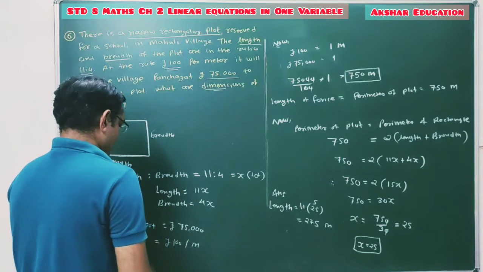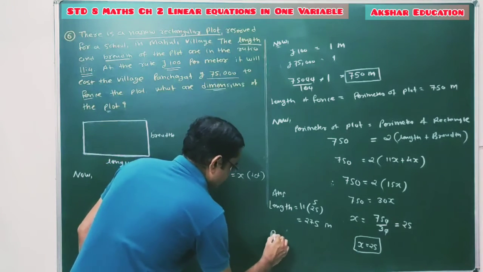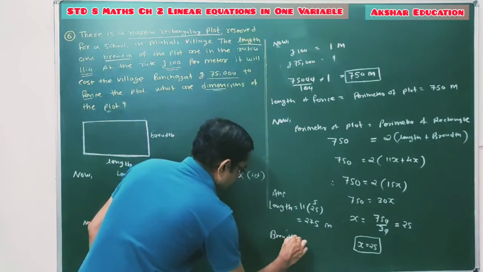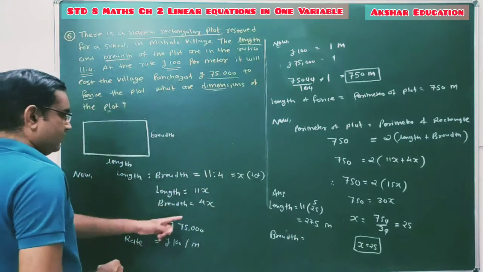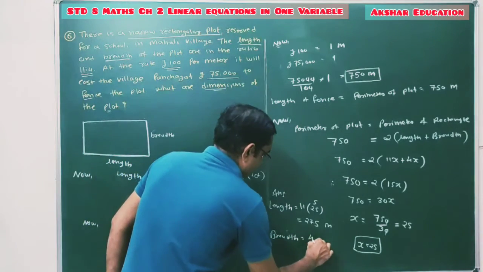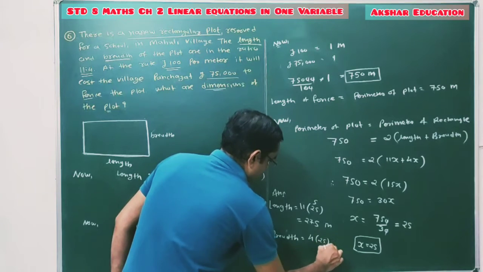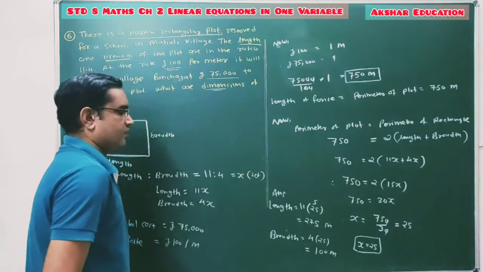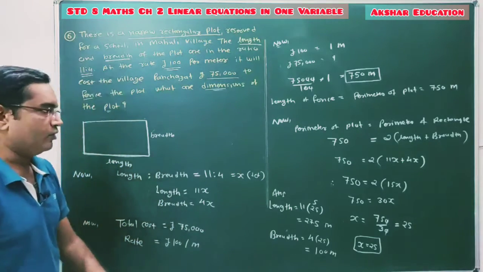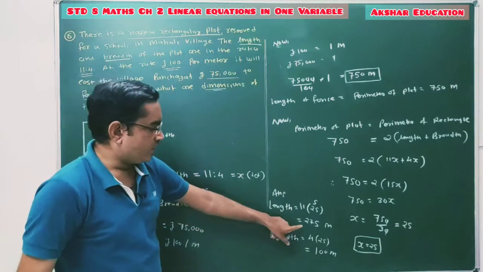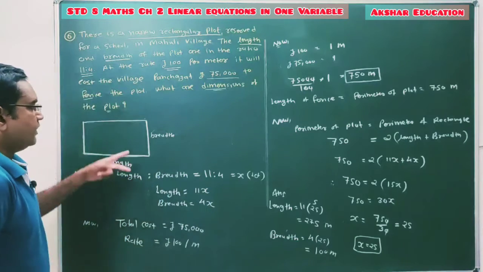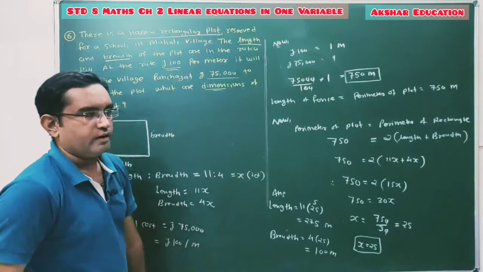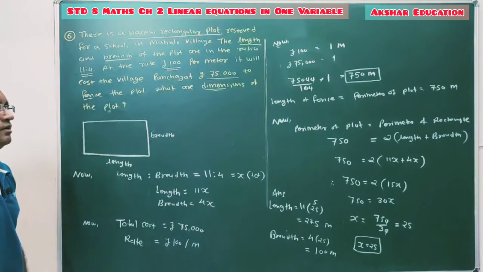Dimensions are given in meter. Breadth of rectangular plot is 4x, which is 4 into 25. So it's 100 meter. So these are the dimensions of rectangular plot. Length of the rectangular plot is 275 meter and breadth is 100 meter. This is your answer. Clear, students? So pause the video to note it down.